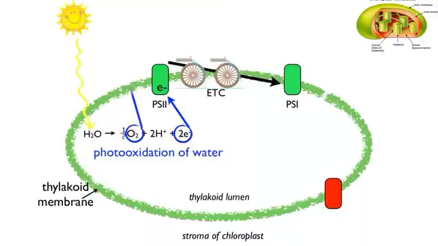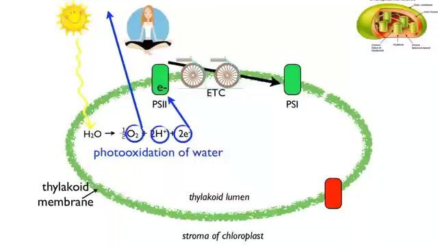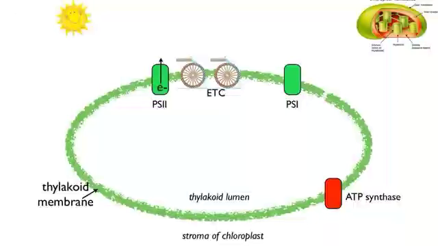We're also going to get oxygen, and this is the source for atmospheric oxygen. And you're going to get protons. And the protons are going to contribute to the proton gradient in the thylakoid lumen that we're going to see in a little bit. That's going to be used to make ATP. Okay, so let's see what happens to the electrons.